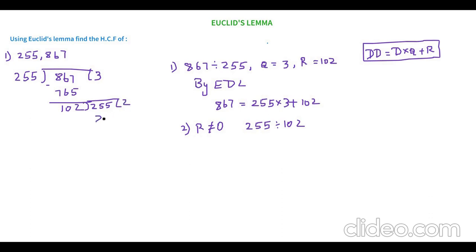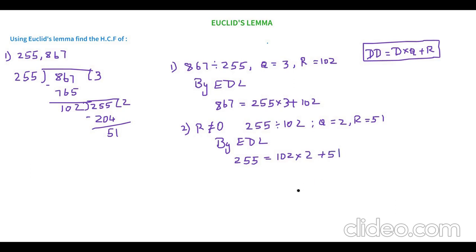So 102 times 2 is 204. When we subtract these two, we get 51. So same thing, our quotient is 2 and the remainder is 51. So by Euclid's Division Lemma, what is our dividend? Right, 255 equals, what was our divisor? 102 times the quotient, which is 2, plus 51. Isn't it easy now? Right, now let's continue the same step again.